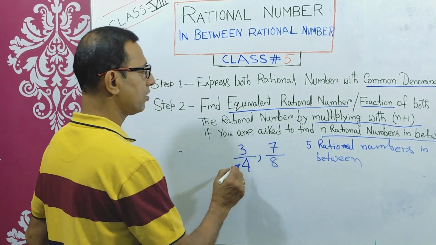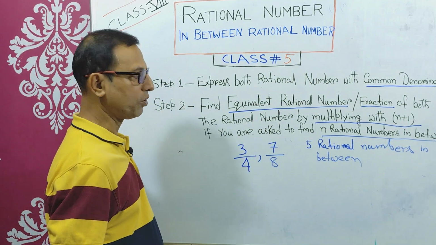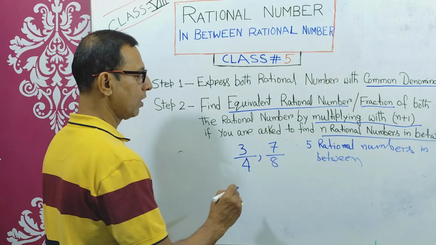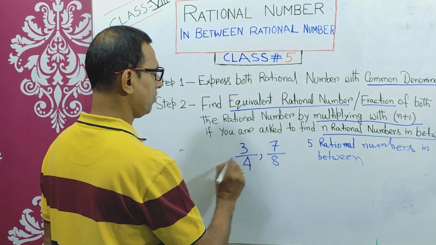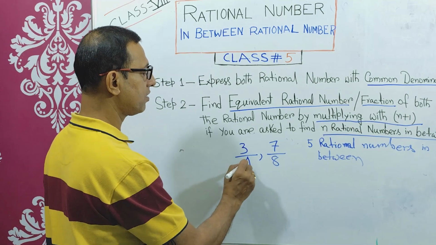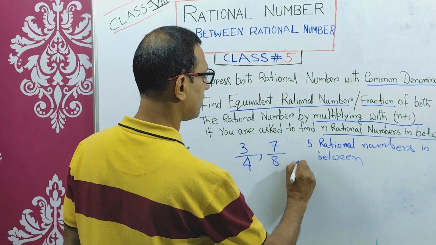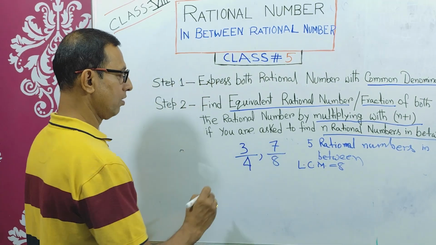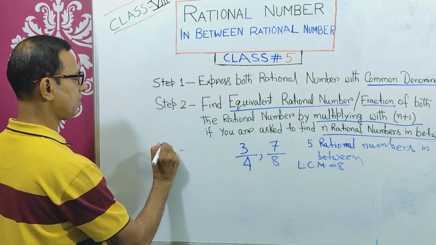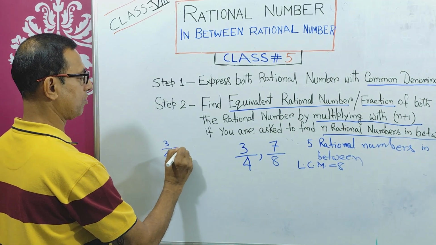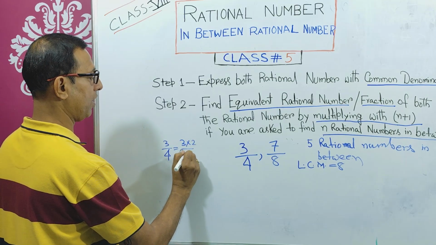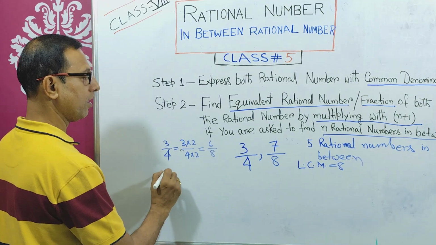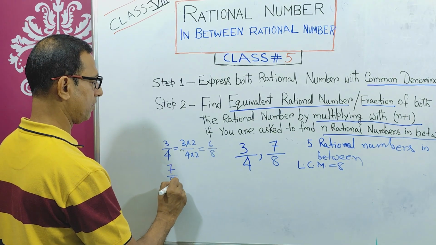So first you check step 1, express both rational numbers with common denominator if it is not so, right? So 4 and 8. So what you need to do? 4 and 8, LCM is 8, right? So LCM equals 8. So how will you express 3 by 4? You will express 3 by 4 equals 3 into 2 by 4 into 2, the denominator, that is 6 by 8. Now 7 by 8, it is already there, 7 by 8.